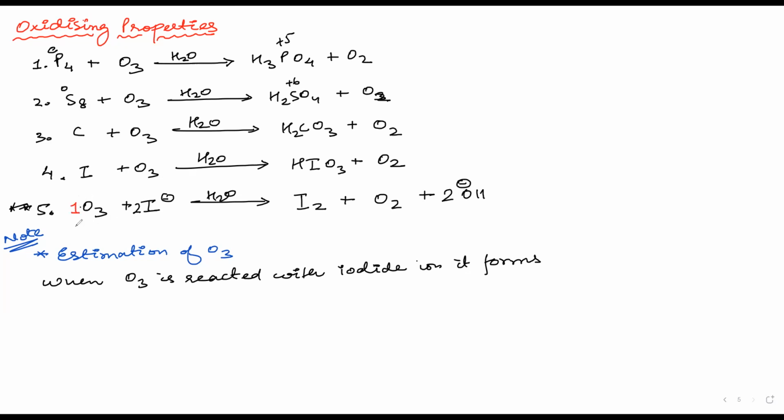So see, we had 1 mole of ozone and we got how many moles of iodine? 1 mole of iodine. Okay, so please just remember this for a while. The number of moles of ozone will be equal to the number of moles of iodine that is formed if we use this reaction of ozone with iodide ion. It forms iodine.